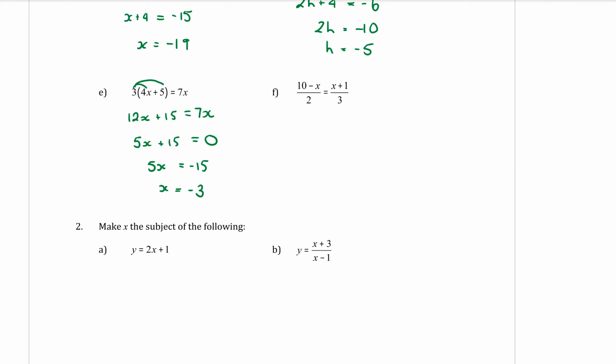Is everybody doing this style of working out? Yeah. Or you're still doing the little minus numbers or whatever in there as well? Okay. All right.